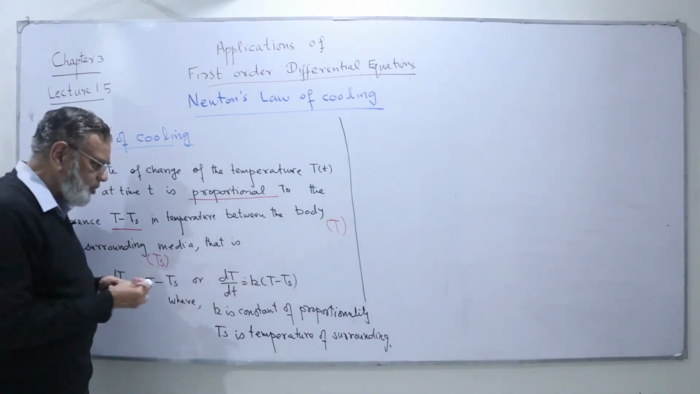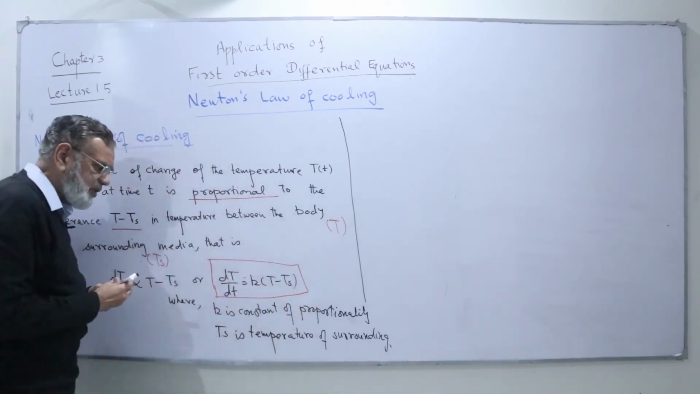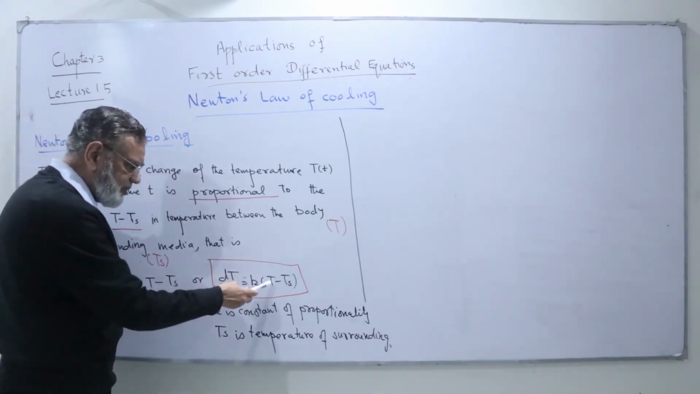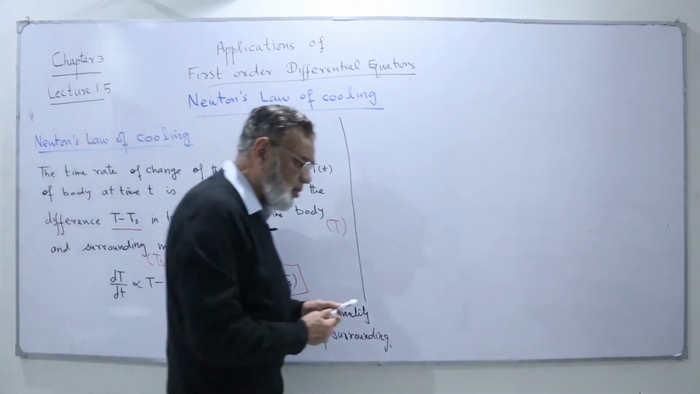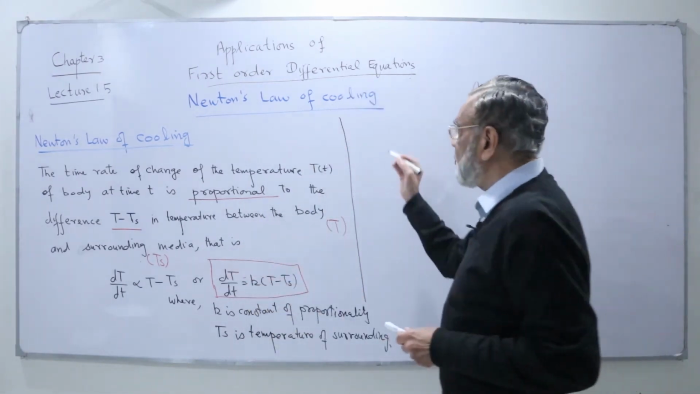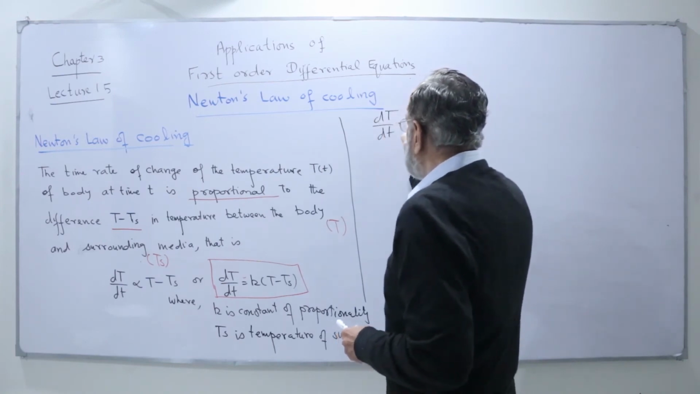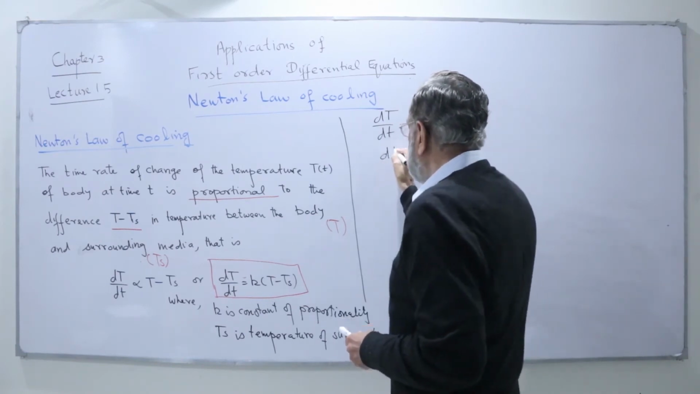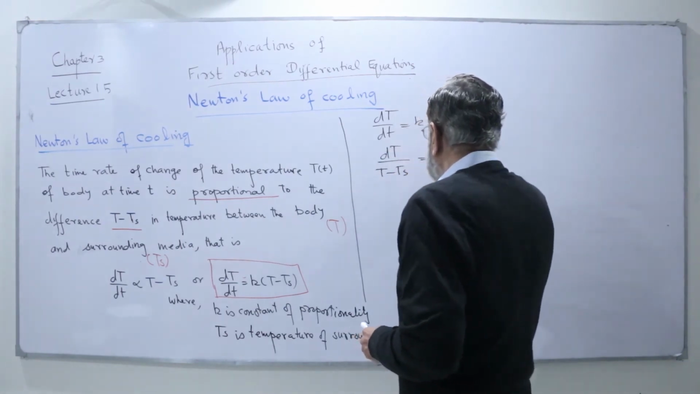So our formula for Newton's law of cooling is dT by dt, where capital T is temperature and small t is time, so dT by dt is equal to K times T minus Ts. K is the constant of proportionality, and Ts is the temperature of the surrounding. I take the general solution of this one, and then we take the particular problem and solve it. Using separation of variables, I get dT over T minus Ts is equal to K dt.